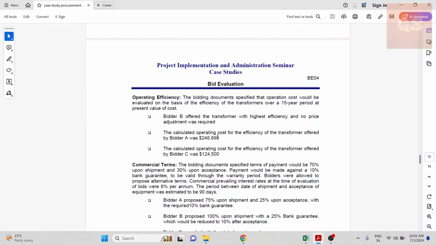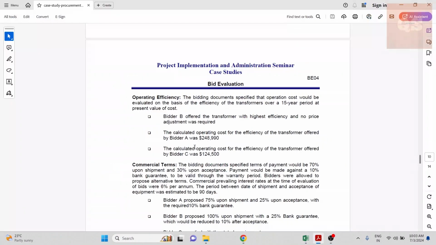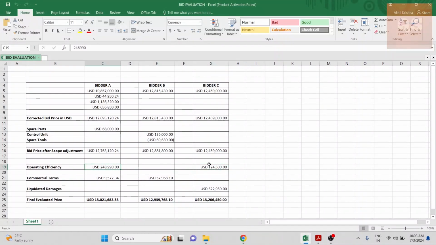But the calculated operating cost for the efficiency of the transformer offered by bidder A was 248. Based on the bid document, the prices for this would have been asked from each bidder. So bidder B must have given that they did not require any additional price for the operation cost, so we do not put anything there. But for A and C we are putting prices: bidder A has a cost of 248 as an operating cost, and the calculated cost for the efficiency of the transformer offered by C was 124,500. So those operating costs are put here for bidder A and C.